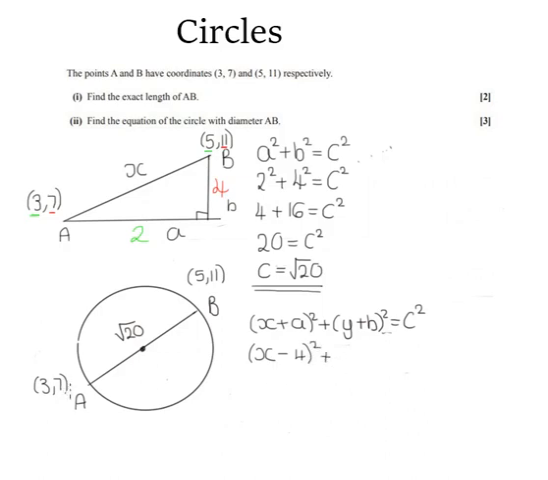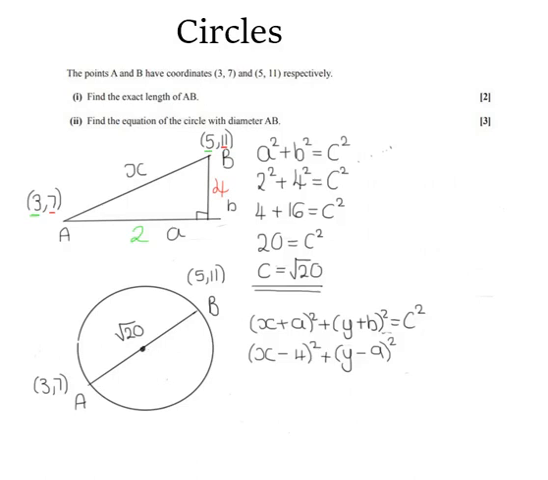Now let's do the same with the y's. So the difference between 7 and 11. So the middle point would be 9. So let's change the sign around and we'll have y minus 9 squared. Okay, so the last step then is remember that this c is representative of the radius. Okay, so c is the radius, which means that c squared is the radius squared.